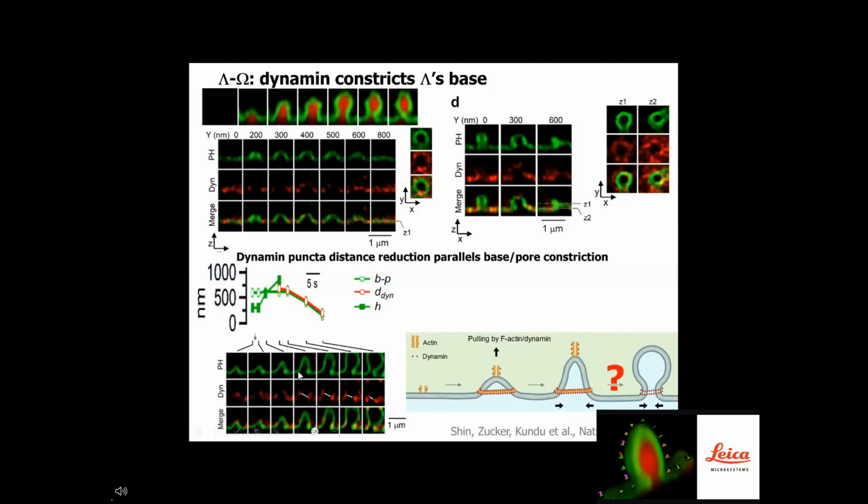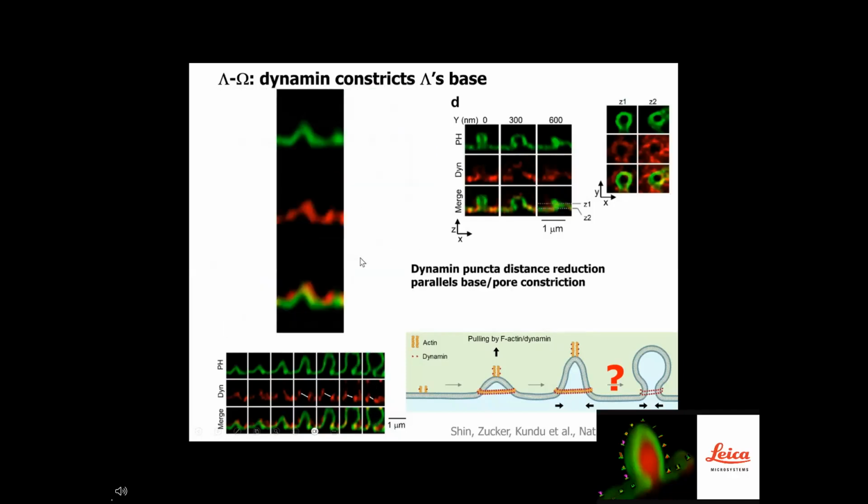The dynamin in red is surrounding the base and appears to constrict together with the omega profile to reduce the pore size of this omega profile. So we can see this better in this real-time video. Dynamin is in red and membrane profile is in green. So here, notice the dynamin puncta surrounding the base and pore right now of the omega profiles.